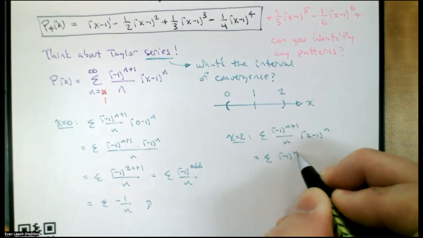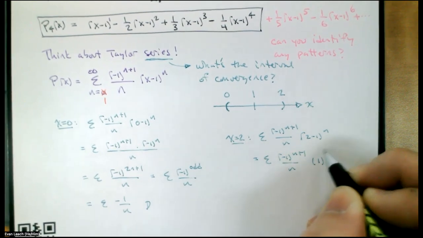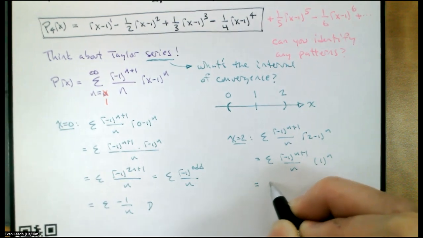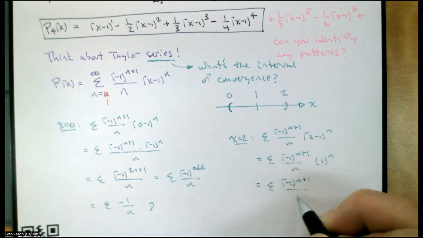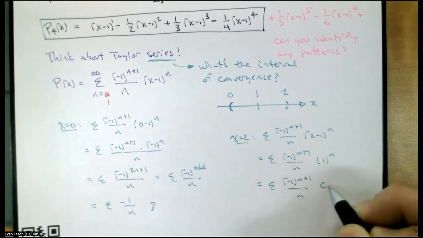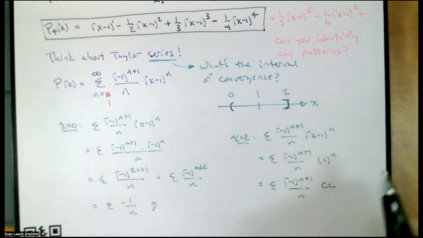We have negative 1 to the n plus 1 over n times 1 to the n. And this part is always equal to 1. So we have the alternating harmonic series at this side. So 2 is included in our interval of convergence.